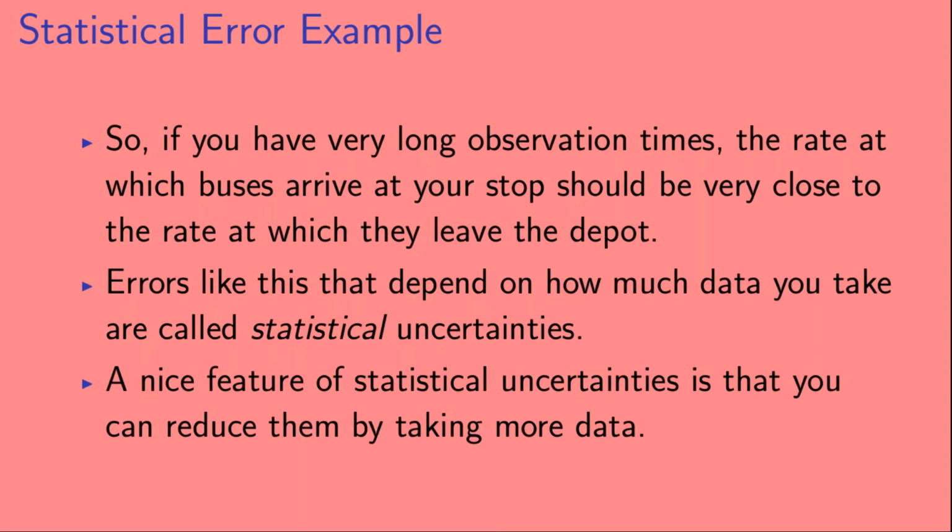So, if you have very long observation times, the rate at which buses arrive at your stop should be very close to the rate at which they leave the depot. Errors like this, that depend on how much data you take, are called statistical uncertainties. And a nice feature of statistical uncertainties is that you can reduce them by taking more data.